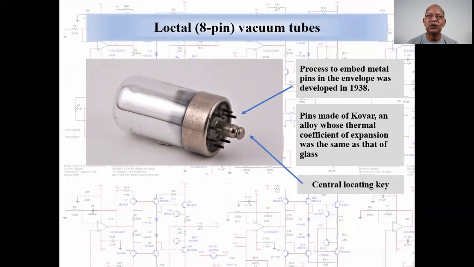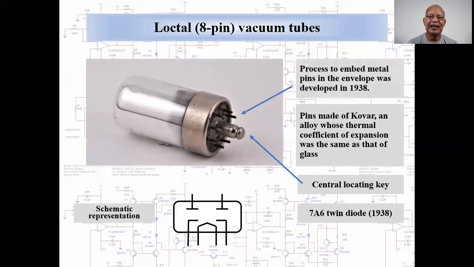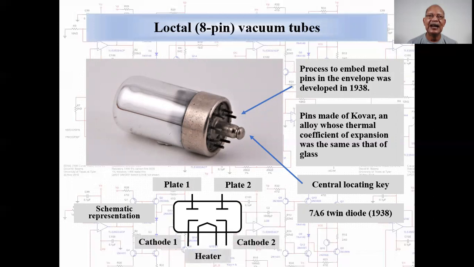Note the central locating key that ensured the tube could only be installed in its socket one way. This is a 7A6 twin diode. Schematic showing the plates, cathodes, and heater.